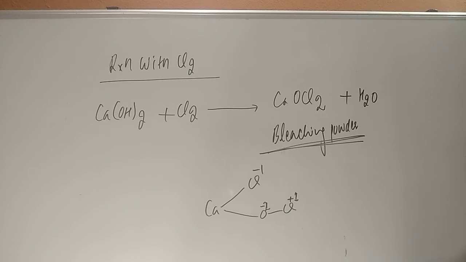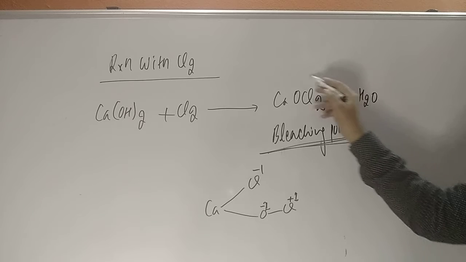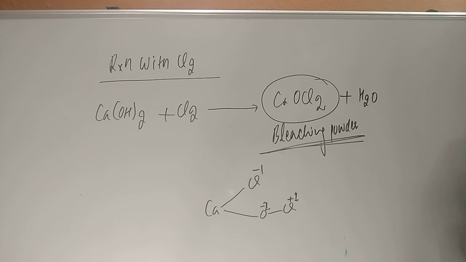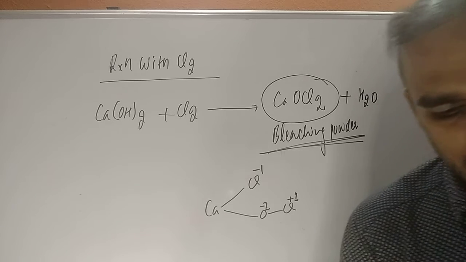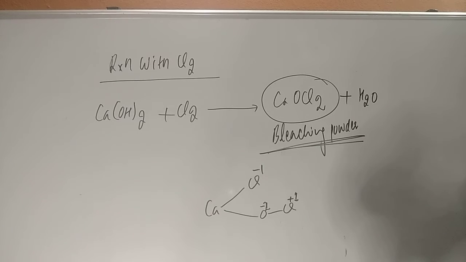Okay, you have to keep in mind, students, that in the bleaching powder the oxidation state of chlorine is +1 and -1. Why is it acting as a bleaching agent? Because it is capable of giving what, students? That is nascent oxygen. That is why it is acting as a bleaching agent.